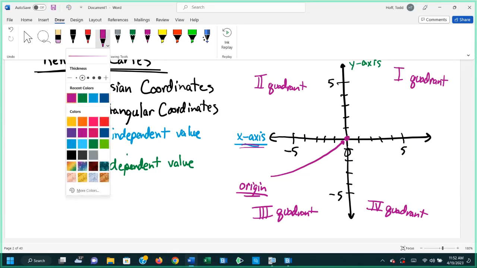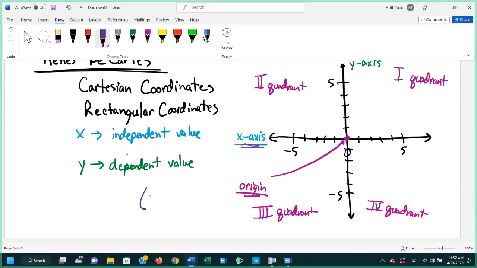So now back to our example point here that we had, 2, 5. Well, the first number is that independent value, the x. The second number is that dependent value, the y. So the 2 goes with x. Here's 2 on that x-axis, or independent axis. So we know that our coordinate is somewhere on that line. And the 5 goes with y. Well, here's 5 on the y-axis, so we know our coordinate is somewhere on that line. And where the 2 of those lines cross is right there.